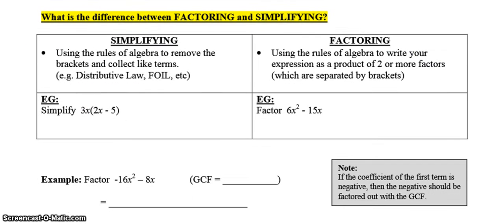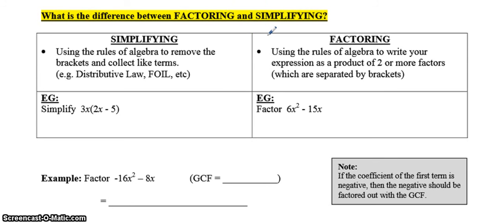So, once again, what's the difference between factoring and simplifying? Simplifying is using the rules of algebra to remove the brackets and collect like terms. This could be distributive law, FOIL, or anything else. So 3x times 2x is 6x squared. 3x times negative 5 is negative 15x. Factoring is using the rules of algebra to write your expression as a product of two or more factors which are separated by brackets. So in this case, common factoring.